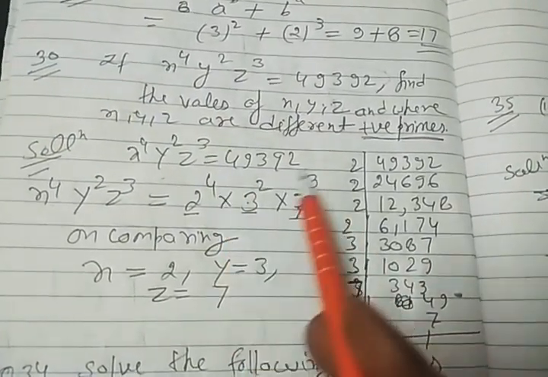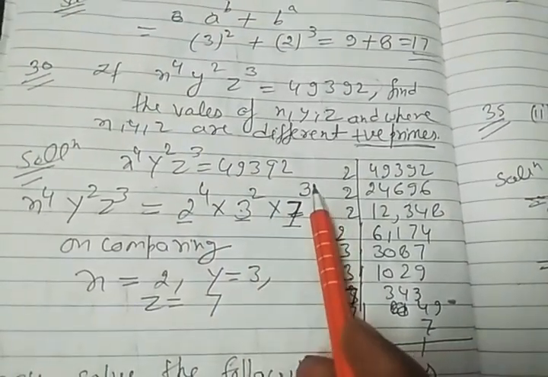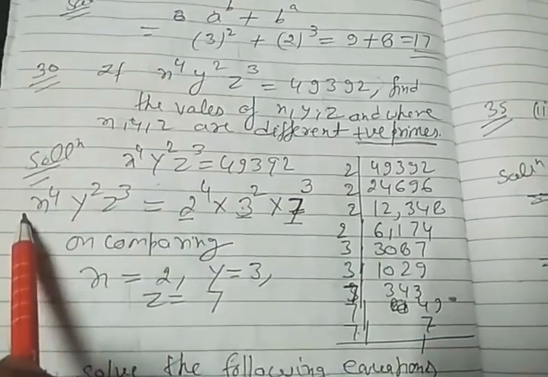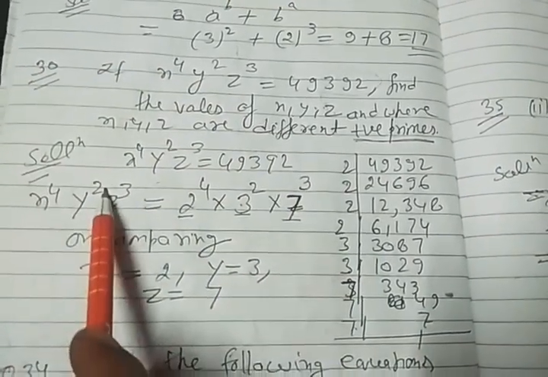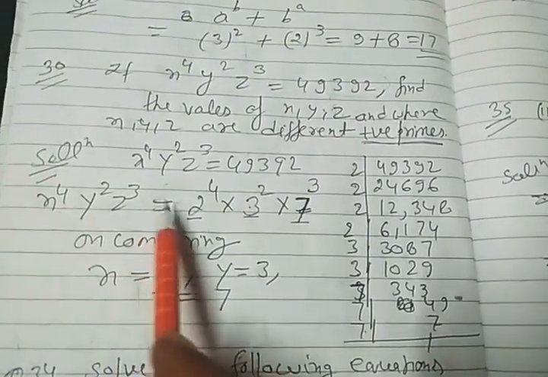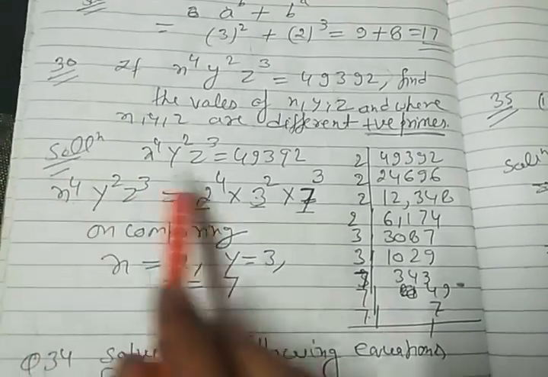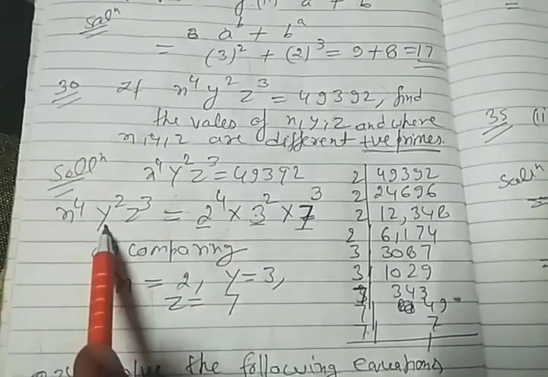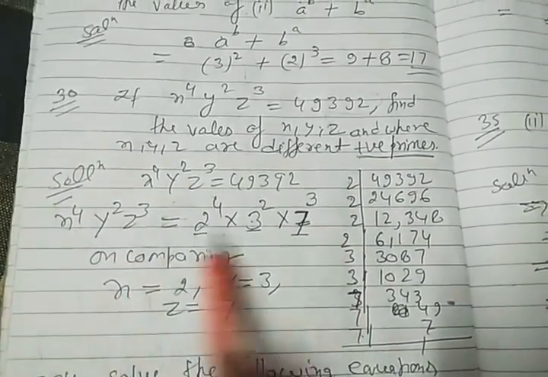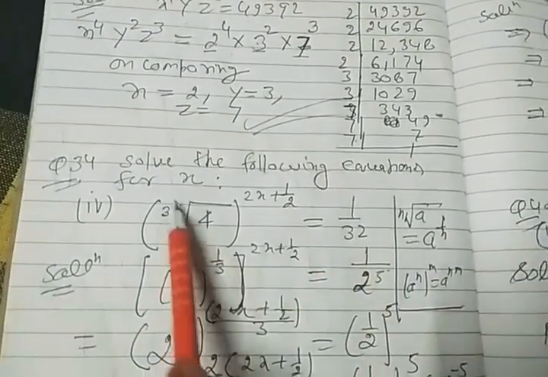So this number can be written in the form 2^4, 3^2 and 7^3. And on the left hand side, x^4 y^2 and z^3. So if the bases are equal, on comparing we get x equals 2 because the powers are the same, so x equals 2, y equals 3 and z equals 7. That is the answer.